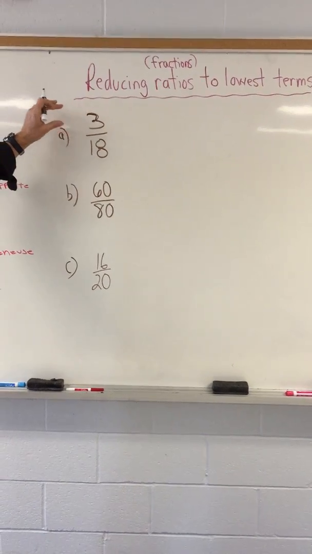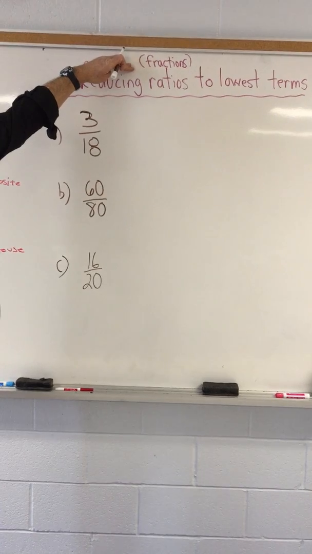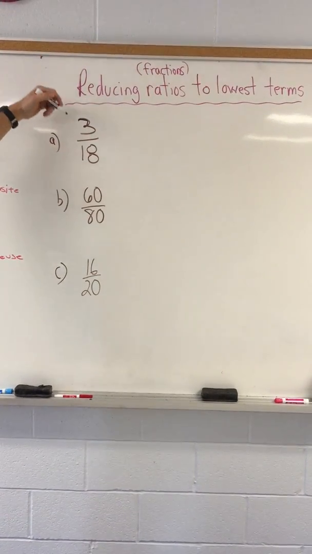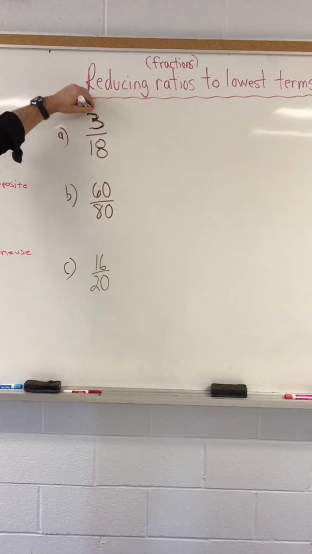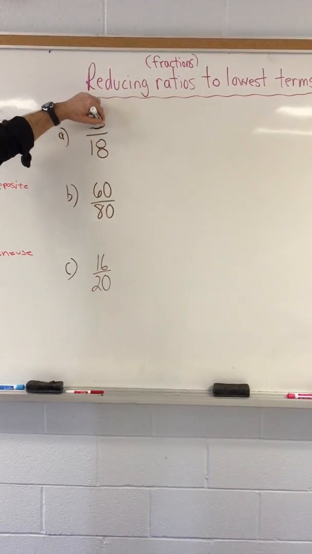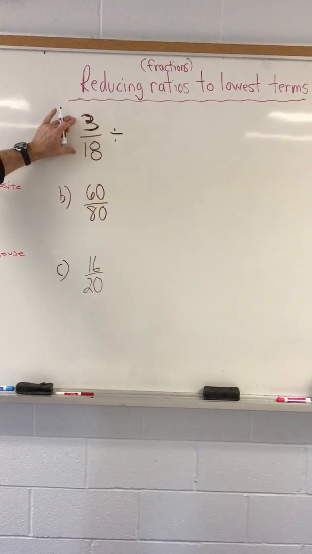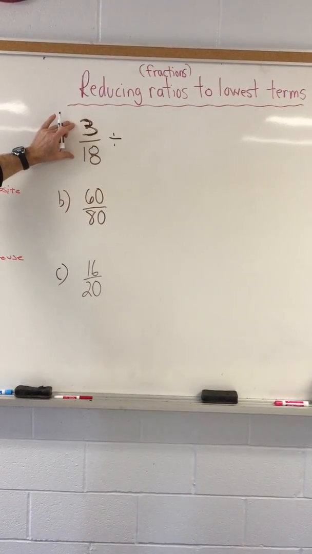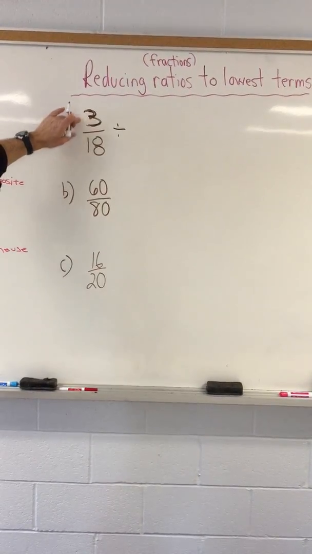Okay, everybody, I'm just going to show you a way to reduce ratios, which are really just fractions, to lowest terms. Say we have 3 over 18 here. This will be a simple one, so it doesn't look really good. So we find a number other than 1 that goes into both of these equally. Let's try 3.